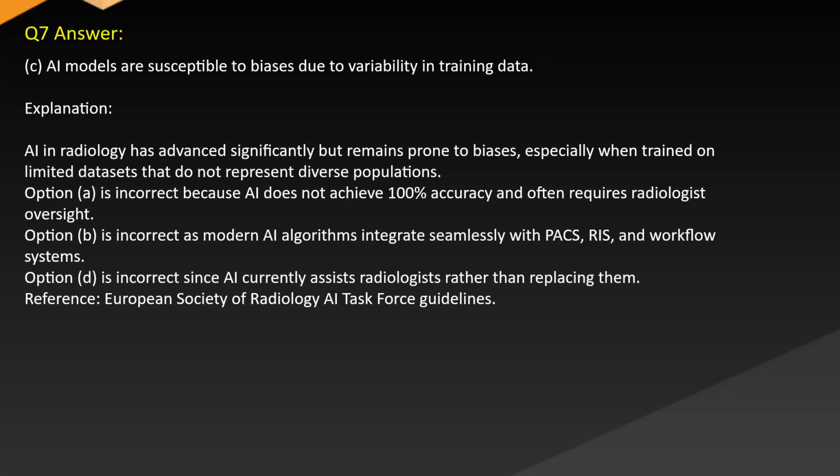Explanation: AI in radiology has advanced significantly but remains prone to biases, especially when trained on limited datasets that do not represent diverse populations. Option A is incorrect because AI does not achieve 100% accuracy and often requires radiologist oversight. Option B is incorrect as modern AI algorithms integrate seamlessly with PACS, RIS, and workflow systems. Option D is incorrect since AI currently assists radiologists rather than replacing them. Reference: European Society of Radiology AI Task Force Guidelines.